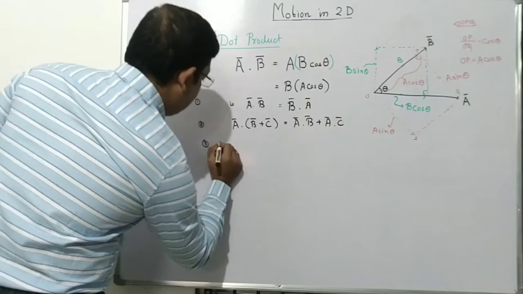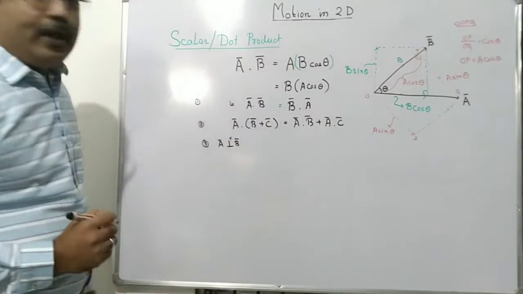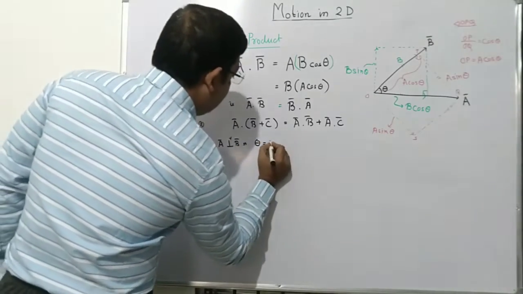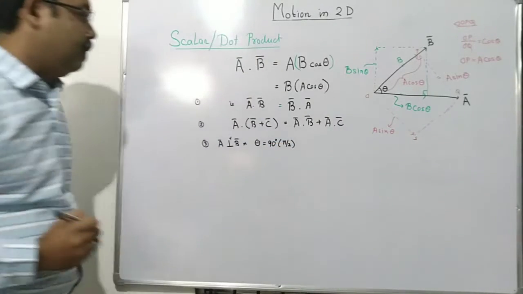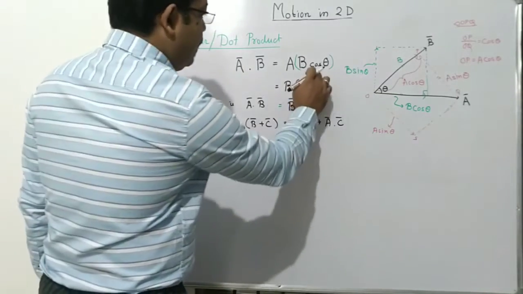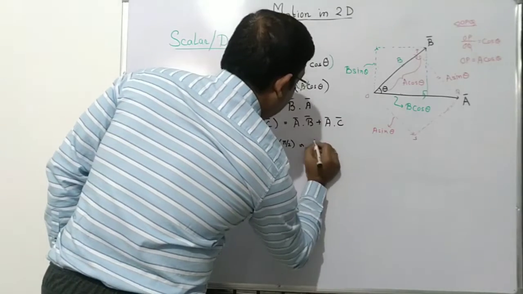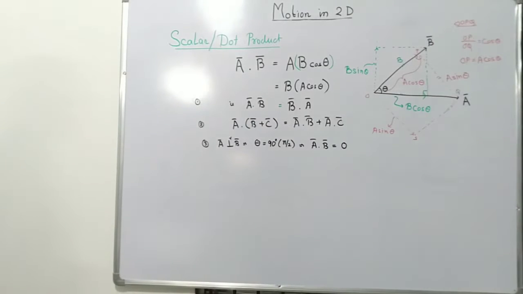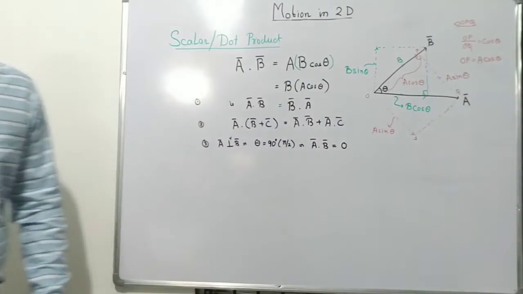Let us say vector A is perpendicular to vector B, which means angle theta is equal to 90 degrees or pi by 2, which means that cos theta equals 0, and so A dot B will be equal to 0. Clear? Now this is going to be very important. We will discuss it in a little while.